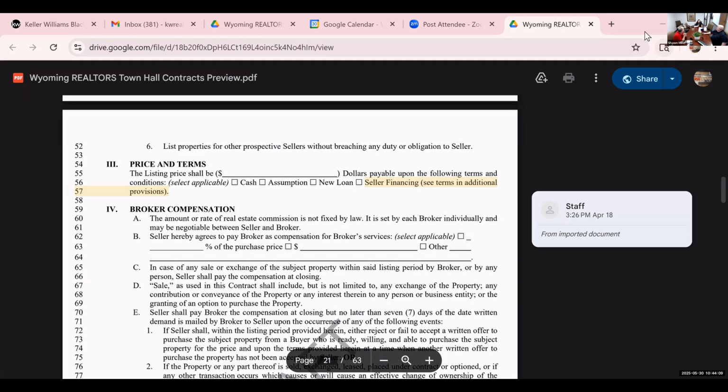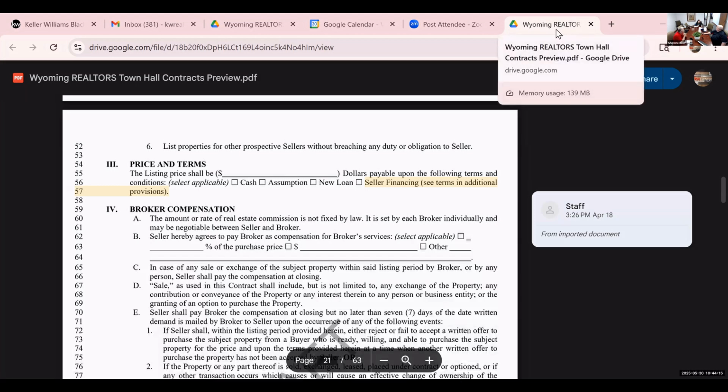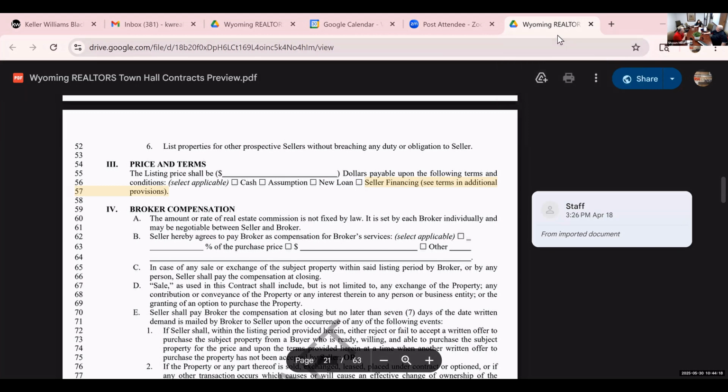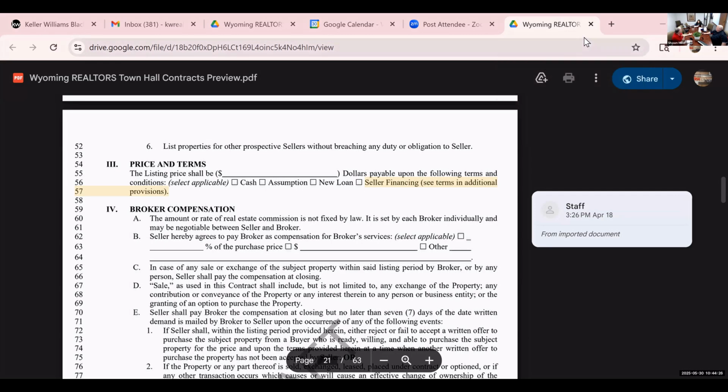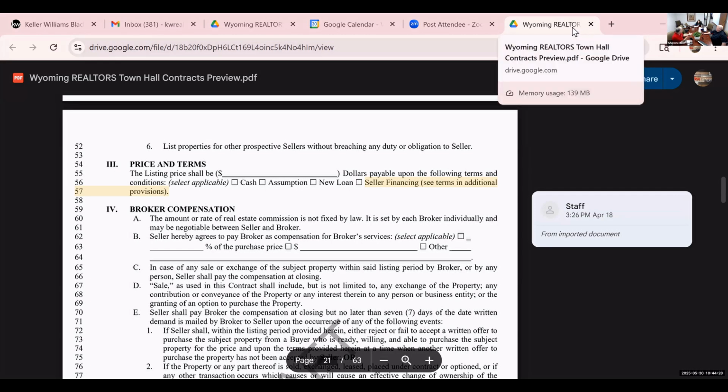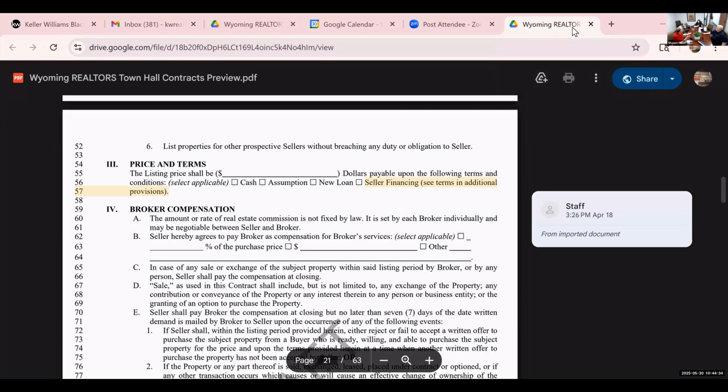Right, but it's all in the purchase agreement. Where would you actually use a counter offer form in regards to compensation? You could, or the other option would be, say your seller says, wow, this is $5,000 over asking and it's a clean offer, everything's good. He goes, yeah, I'm willing to pay that 3%. So now you don't have to do a counter offer or anything else, okay?